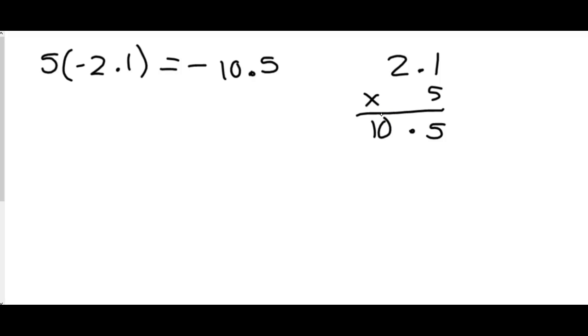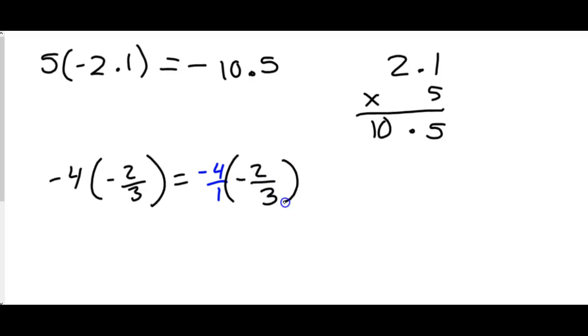We can also do our multiplication with fractions. Now when we're multiplying fractions, we do need both things to be a fraction. Right now, -4 is not a fraction. You can actually make any whole number into a fraction by placing it over 1. So instead of writing just -4, I'm going to write -4 over 1 times the -2 over 3. And now you can multiply it out. When you multiply your fractions, you go numerator to numerator. -4 times -2 is +8. And denominator to denominator. 1 times 3 is 3.